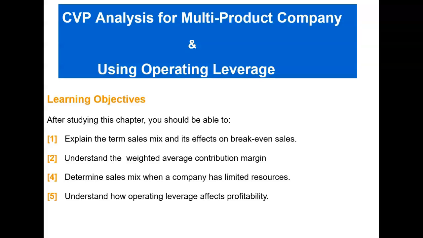And therefore, what we have to do is bring in the idea of sales mix and look at how the sales mix will affect the break-even sales. So we introduce a new concept called the weighted average contribution margin. And with that, we are then able to determine the break-even sales and target net income for a multi-product company. Also in this module, the second part in another video will be the idea of operating leverage, and we want to understand how operating leverage affects profitability. And that will be in the second video of this module.